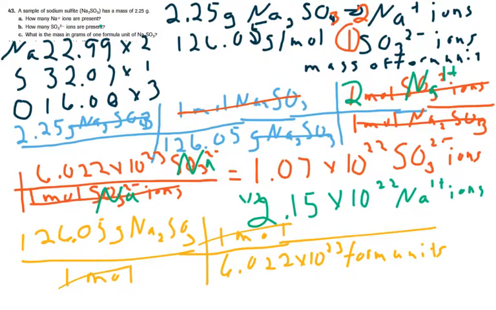As always, do the calculations. Type them in your calculator. Make sure you understand how to do that. And we'll do all that division, and we get 2.09 times 10 to the negative 22nd grams per formula unit.